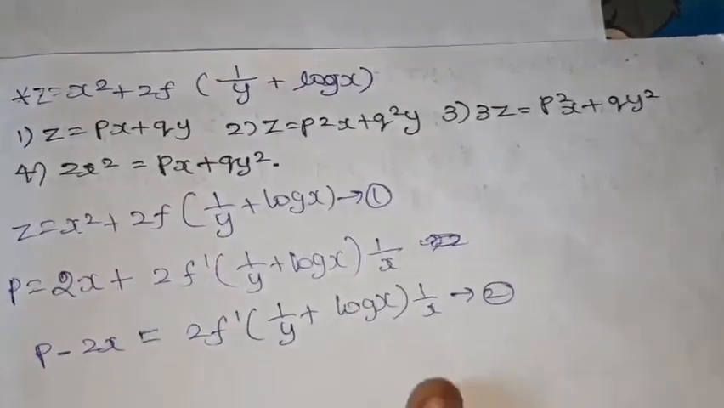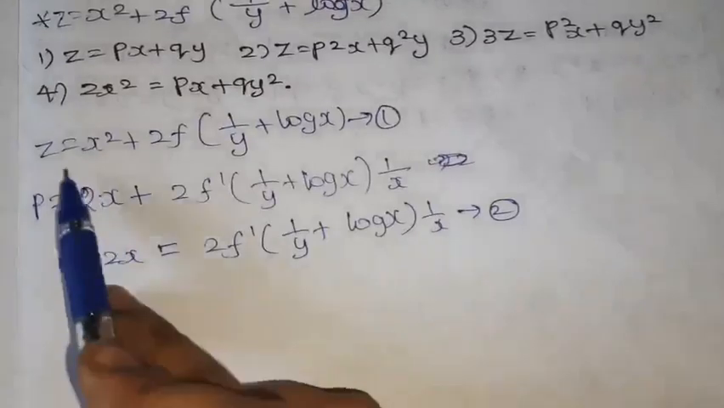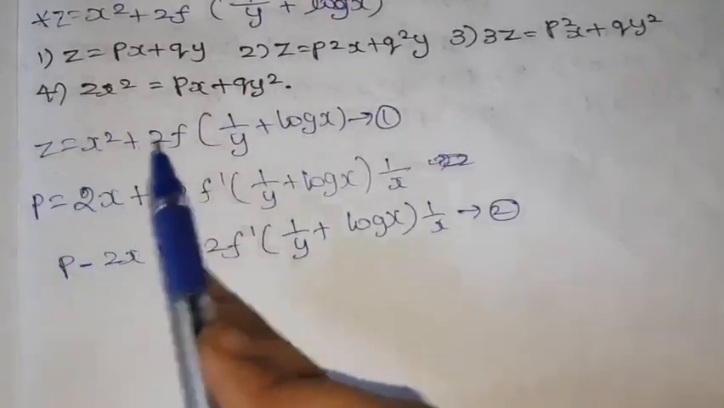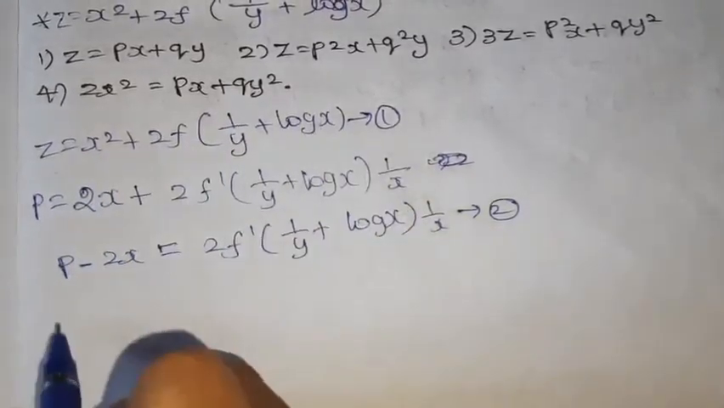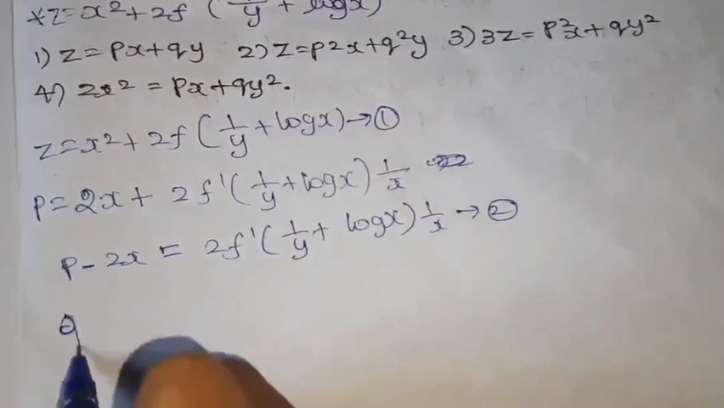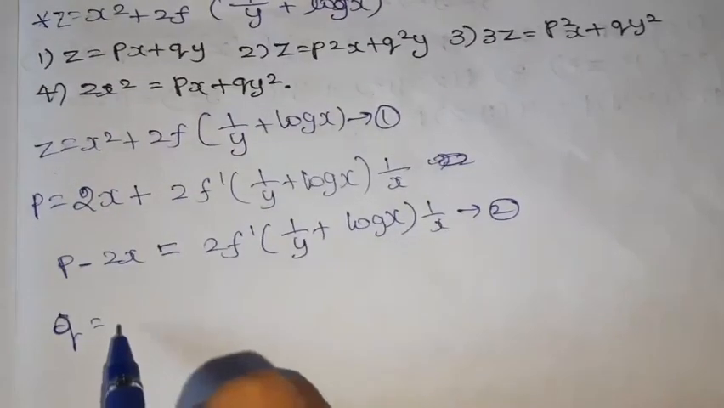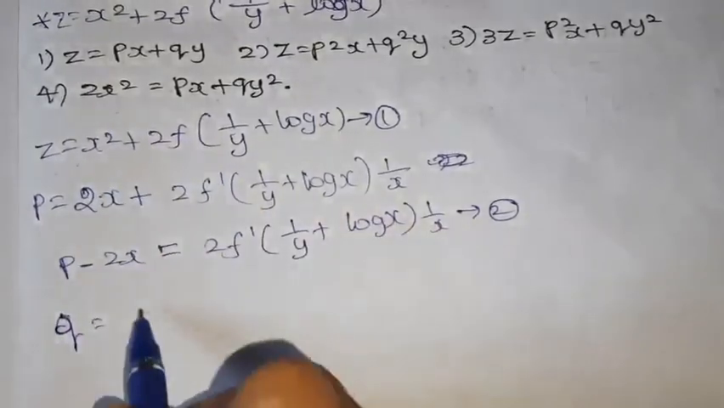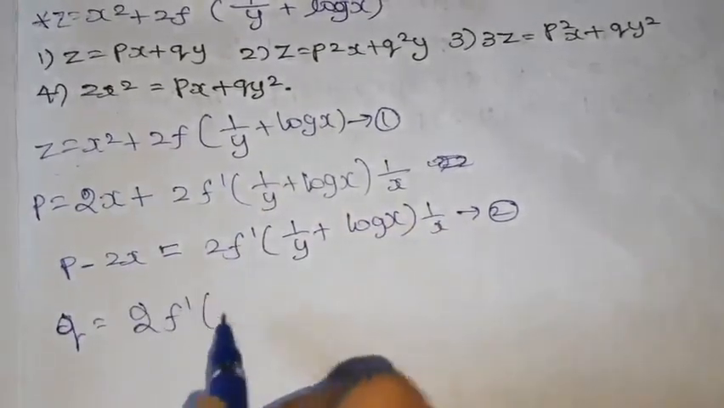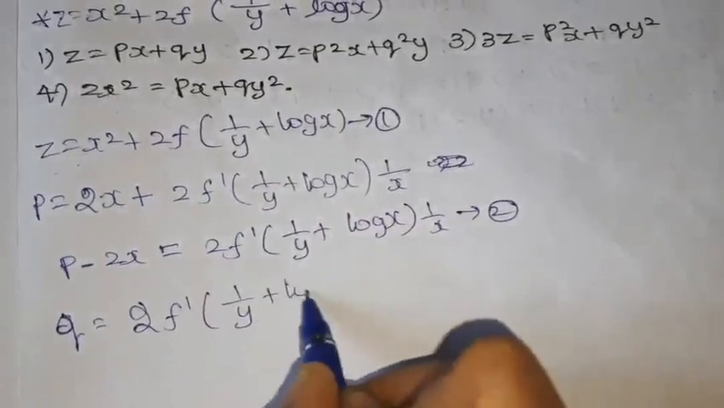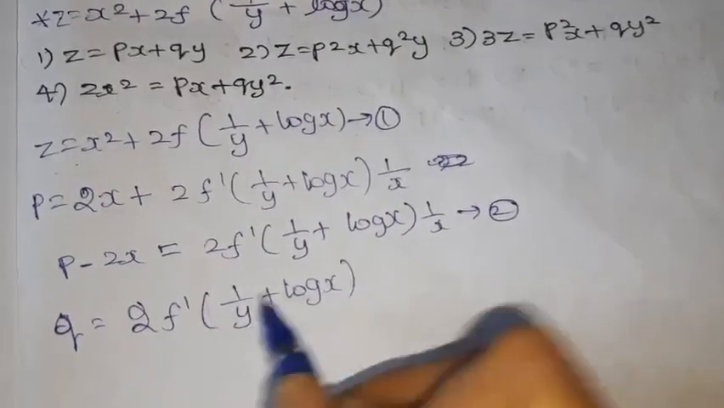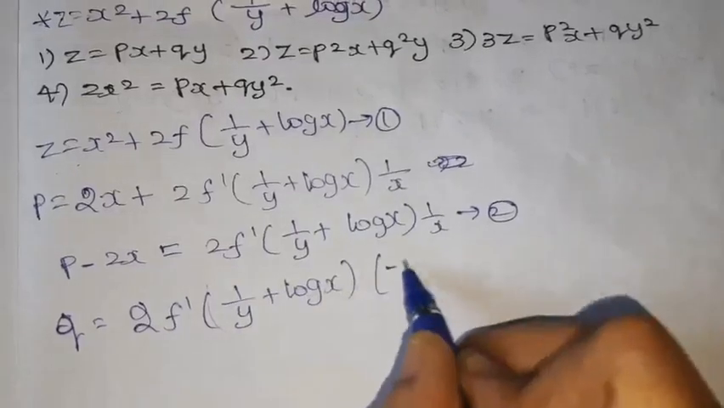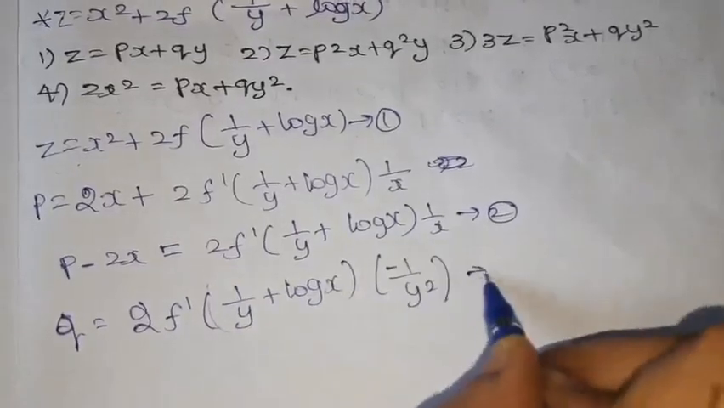Then we need to differentiate partially with respect to y in the above equation 1. So dou z by dou y equal to q. Then 2 into f dash of 1 by y plus log x. Again differentiating, what will we get? 1 by y minus 1 by y squared. Say this is equation 3.